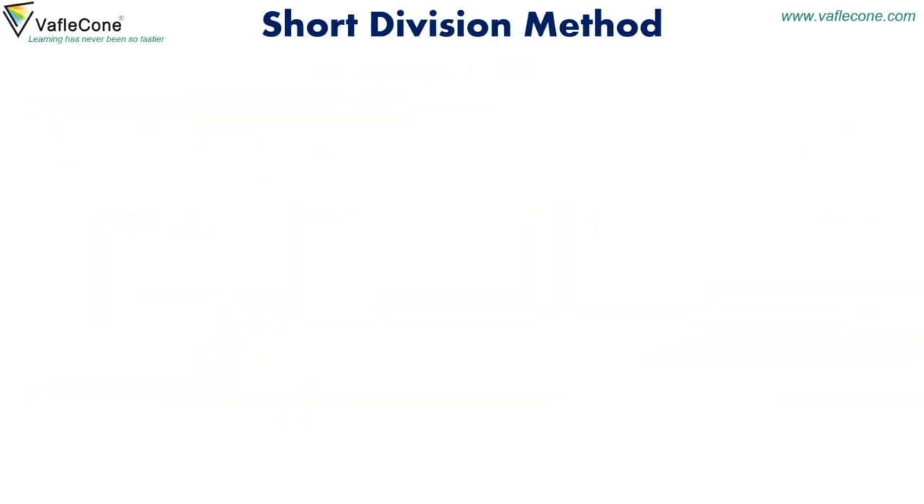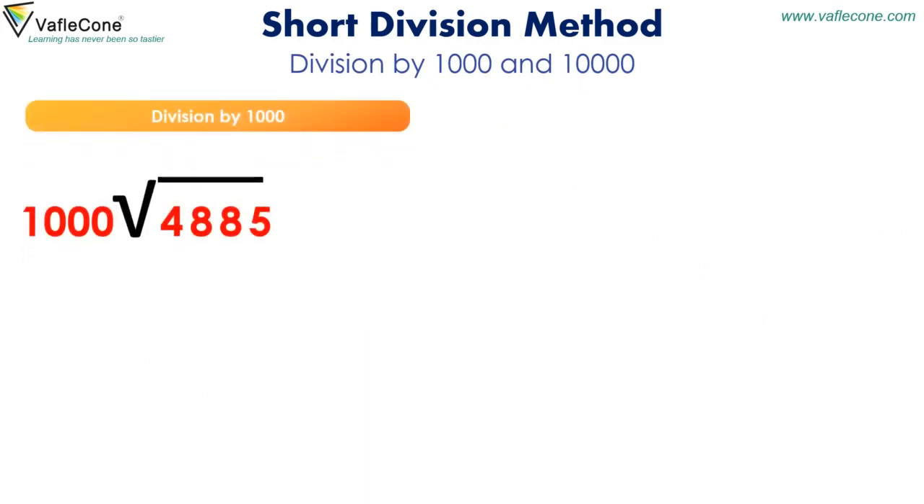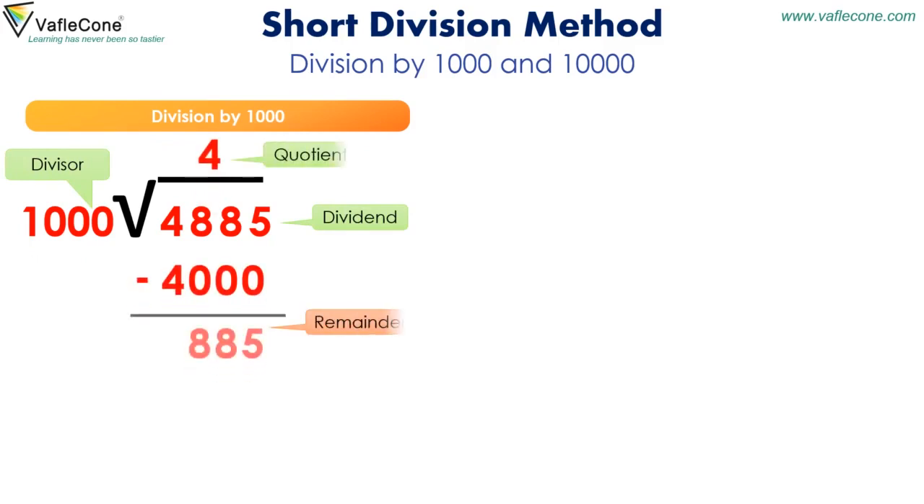Short division method. Division by 1000 and 10,000. Division by 1000. Here 4,885 is divided by 1000 and 4 is the quotient and 885 is the remainder. So, when we divide any number by 1000, then digits at ones, tens and hundreds place form the remainder and digits at other places form the quotient.